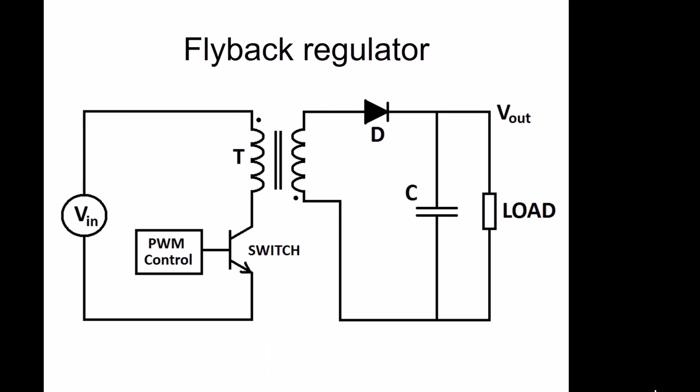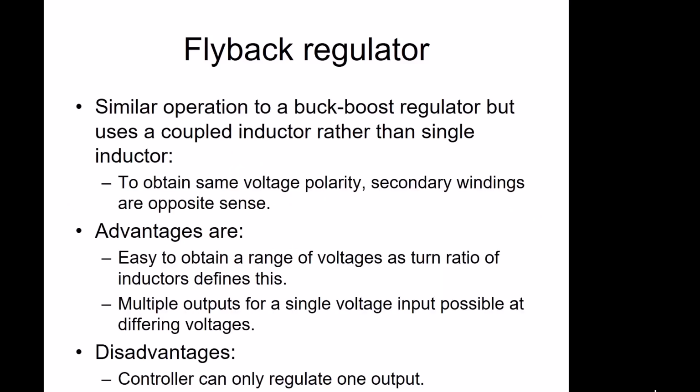The flyback regulator is essentially exactly the same as the buck boost regulator, except rather than having an inductor, it's got a pair of coupled inductors. So you can think of this like a transformer where the current in one inductor is then coupled to produce a current in the other inductor, just like a transformer. So there are advantages to this.